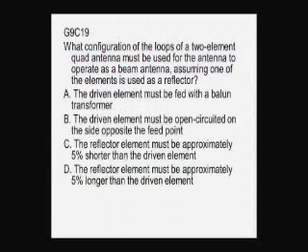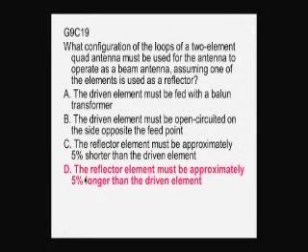What configuration of loops of a two-element quad antenna must be used for the antenna to operate as a beam antenna, assuming one of the elements is used as a reflector? The reflector element must be approximately 5% longer than the driven element. And we've talked about that before. They've had a whole bunch of verbiage here to try to mess up your mind. If you remember that the reflector has to be a little bit longer than the driven element, you will be fine.